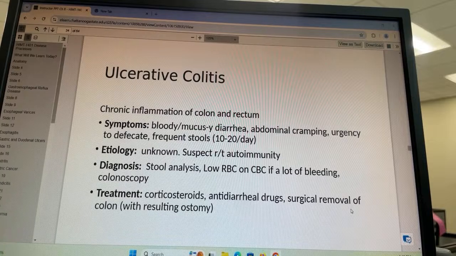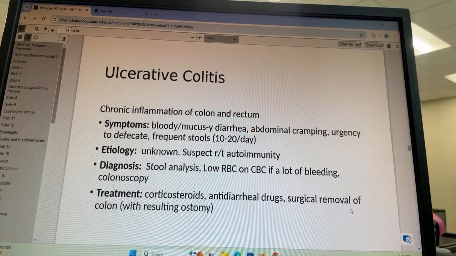Looking at a CBC, which is a specific lab test, a complete blood count. So it'll tell you the white blood cells and the red blood cells. If there's been a lot of bleeding in that diarrhea, your red blood cell count is going to be lower, right? Because you're bleeding out. And a colonoscopy. An endoscopy wouldn't be useful in this case because the inflammation's in the colon, right? So why go through the mouth and all the way down? We can just go from the back end. So the colonoscopy is going to be the visualization of choice.